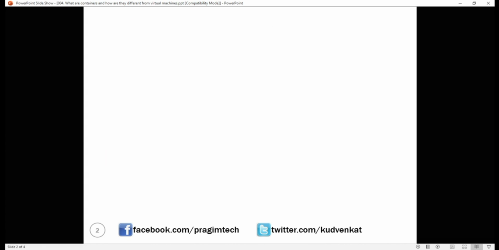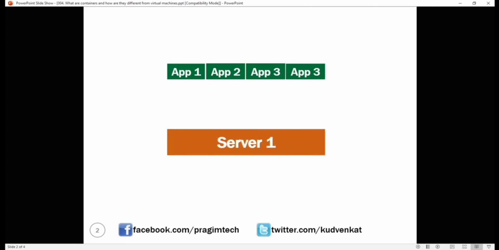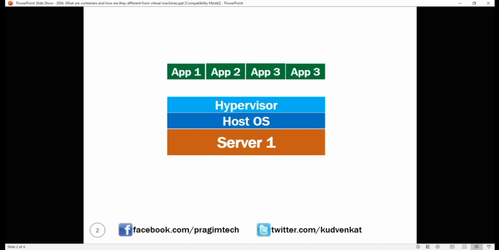Let's understand this with an example. Let's say we have 4 applications, app 1 to app 4. We want to be able to run all these 4 apps on one physical server, server 1. Obviously, we cannot run applications directly on the server hardware. We need an operating system like Windows or Linux. This is the host operating system, that is the operating system at the server level. On top of this, we install a piece of software called hypervisor. It is this hypervisor that creates and manages virtual machines.